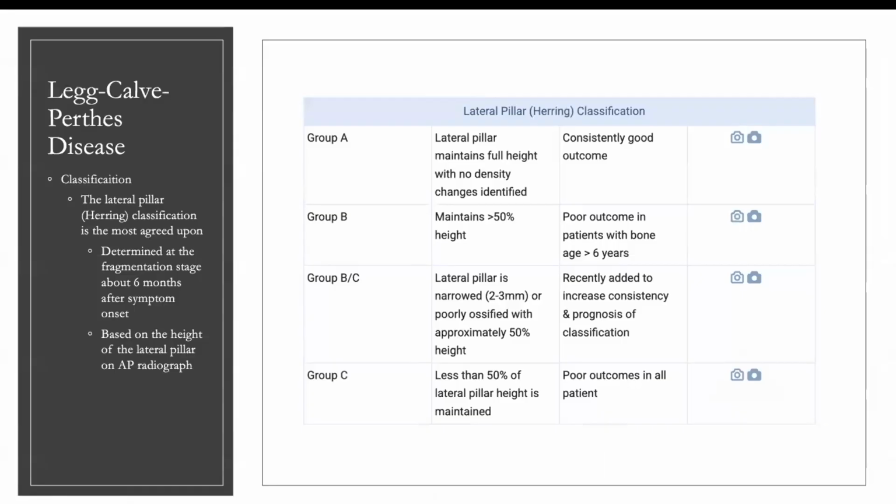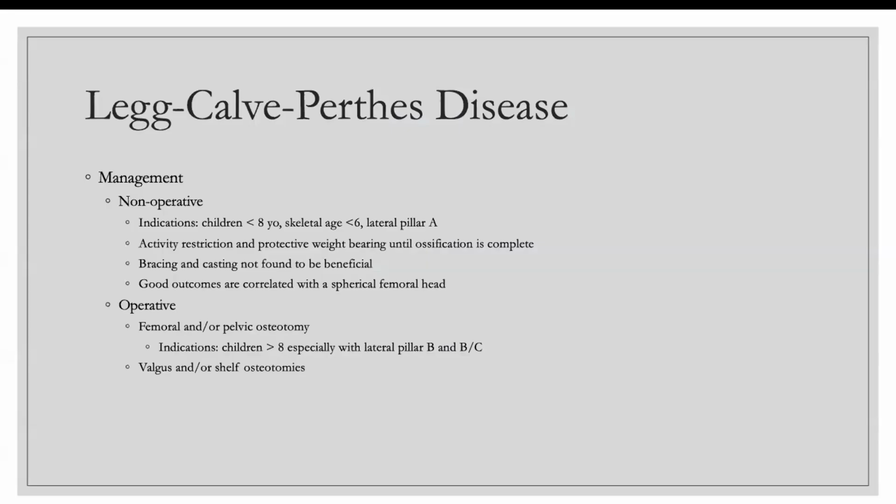We have multiple classifications for Legg-Calvé-Perthes disease, but the most common, most used one is the lateral pillar or the Herring classification. And we determine the staging at the fragmentation stage, which is about 6 months after symptom onset, and it's based on the height of the lateral pillar on the AP radiograph. So this is going to be how you determine who's going to do well with your non-operative management versus who you need to get over to your surgeon colleagues.